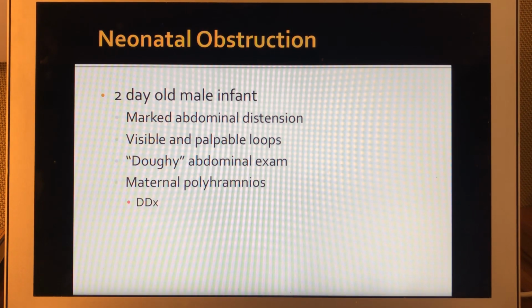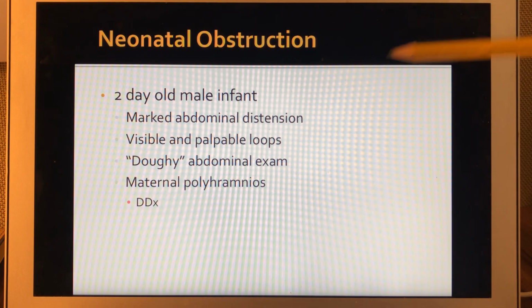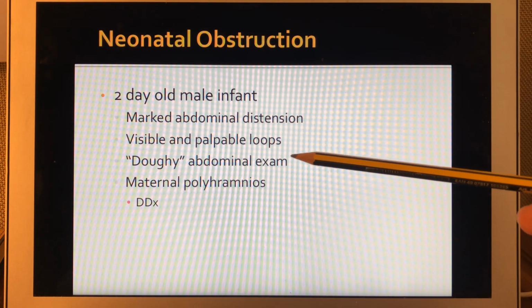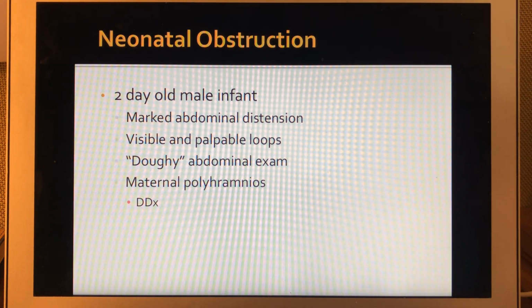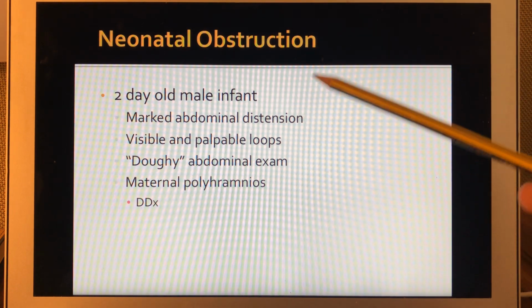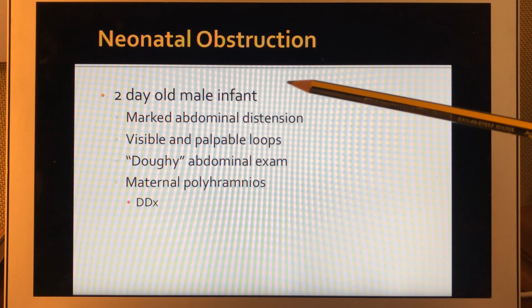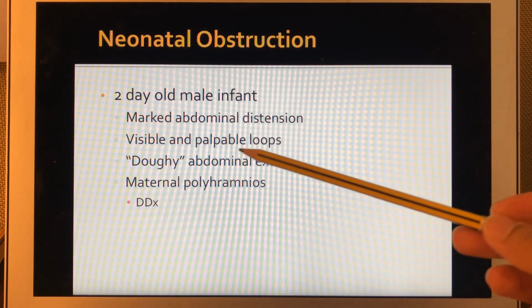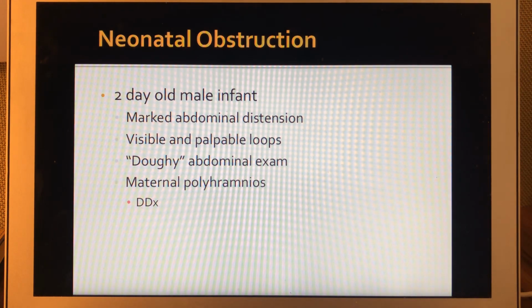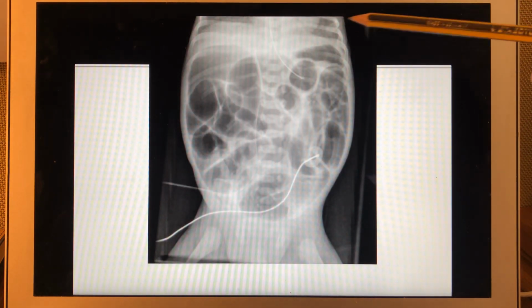Another scenario: 2 days old male infant, marked abdominal distension, visible and palpable loops of small bowel and colon, doughy abdominal examination. Like when you examine the abdomen, you can feel as if there is dough in the abdomen. The mother has a history of polyhydramnios. So 2 days old, abdominal distension. All these are suggestive of bowel obstruction. The doughy sensation and the polyhydramnios is suggestive of something. We'll talk about it later on.